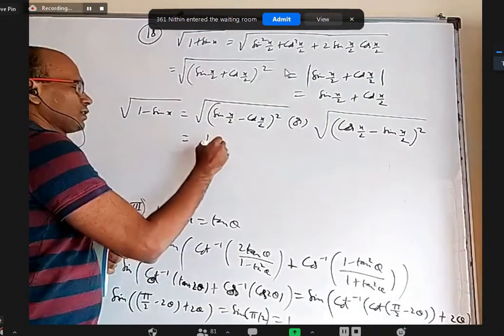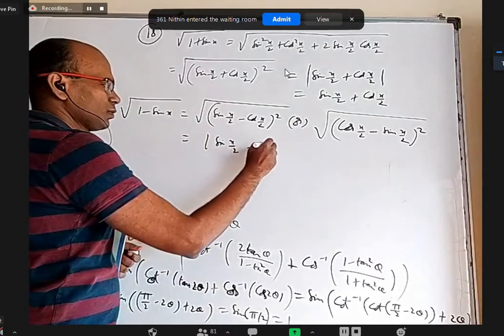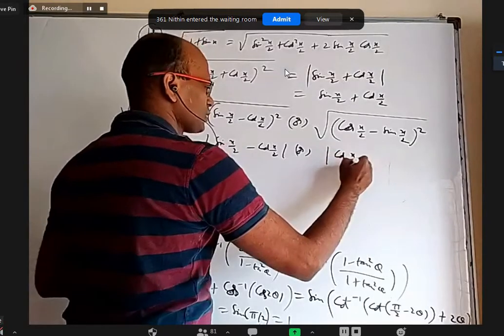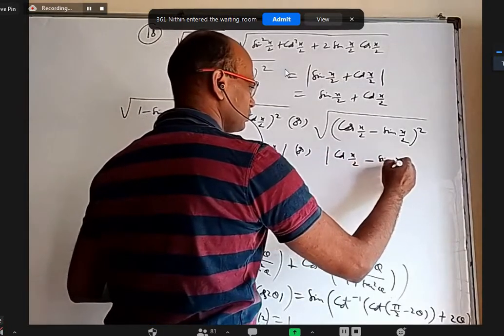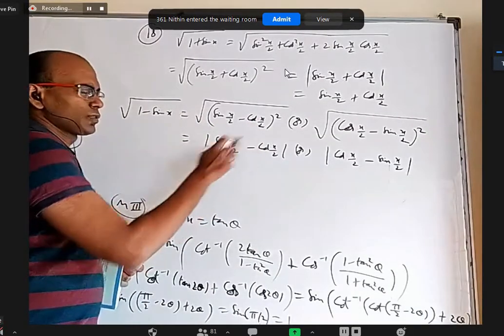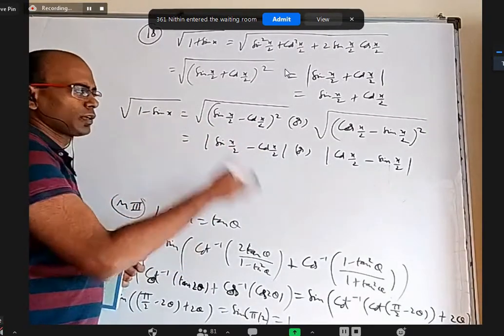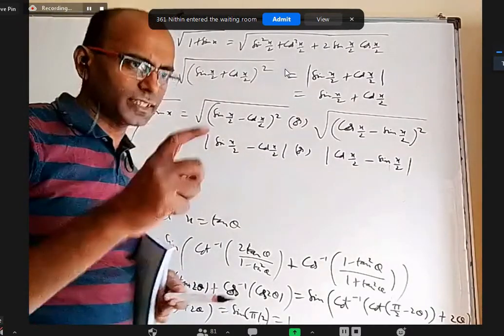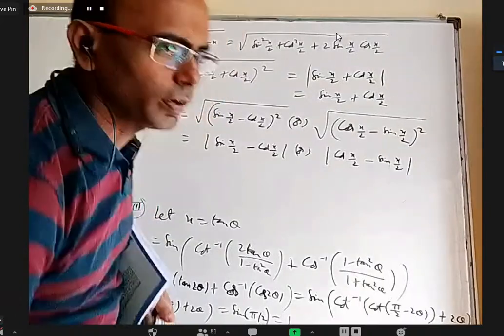You can write mod of sin x by 2 minus cos x by 2, or mod of cos x by 2 minus sin x by 2. Both are equal. But if the inner part is positive, we'll remove the mod and write it as it is. If it is negative, we have to write minus of that. So x between 0 to 90 means x by 2 is between 0 to 45.